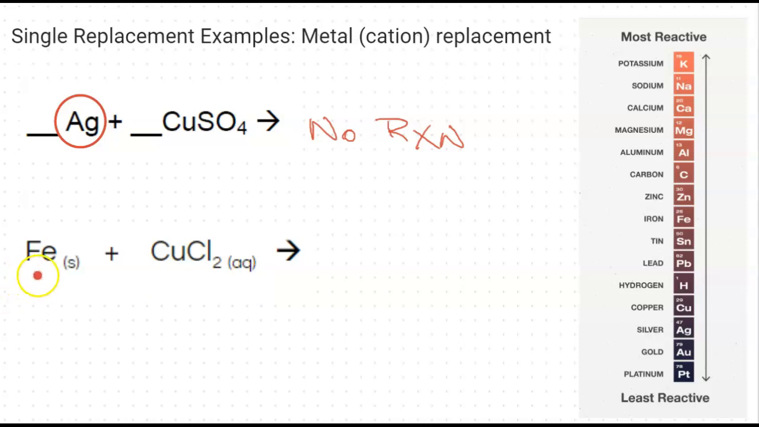Coming down to the next example, I've got iron as my single element. If I have a single element and a compound, I know this is going to be a single replacement reaction. When I find iron, it's located here on my list, and copper is located down below. The least reactive element winds up alone, so copper is going to wind up all by himself. So copper gets written as Cu. I don't bring any subscript with it, it's just copper by itself.